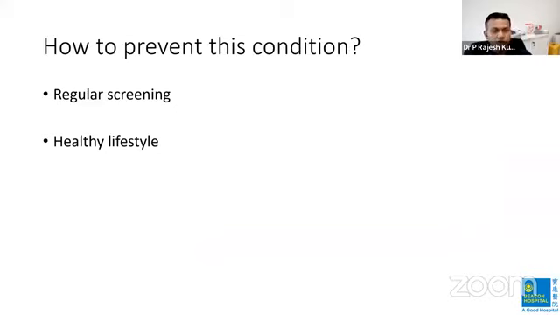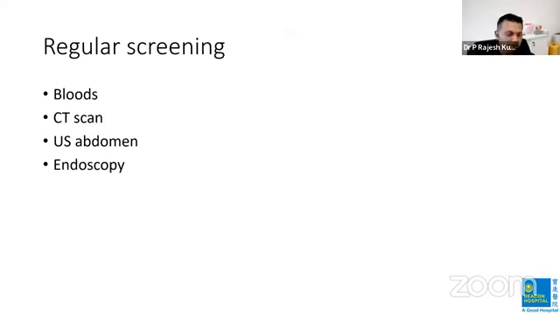All right, so my last topic in the outline just now: how do you prevent this condition? Number 1, regular screening. Number 2, lead a healthy lifestyle. So what is regular screening? Go for your yearly blood screens, go for simple ultrasounds yearly. Every 5 years once, do your CT scan. Every 10 years once, do your endoscopy. All this starts at the age of 40. You should do this on a regular basis.